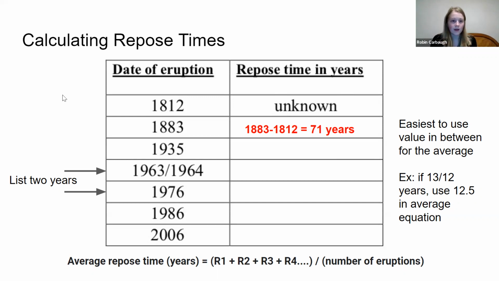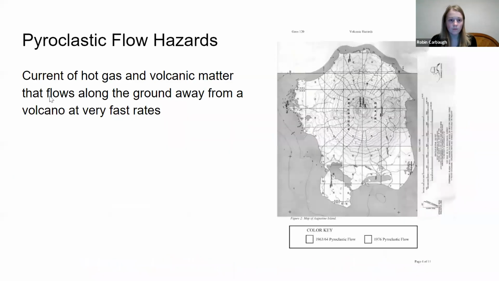It's a good start of how to predict volcanic eruptions. One of the hazards with volcanic eruptions is pyroclastic flow deposits, and these are very, very dangerous. They're made up of different volcanic matter, gases, and different rocks that get blown out from the volcano and then roll down the surface of it. They can cause a lot of damage.